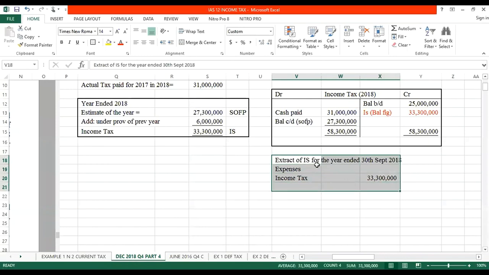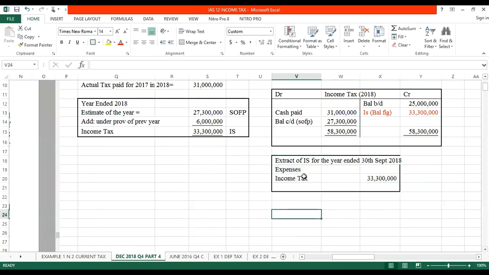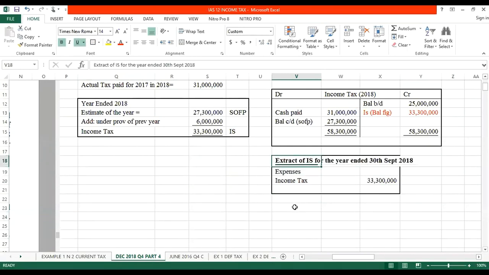To the person who has asked the question, I thought that it is understandable, but because you have asked, that is what is called extract. Now, it goes under expenses. And which expenses? Profit before tax, and then you less the tax as an expense. Extract of what? Extract of statement of financial position as at 30th September 2018.